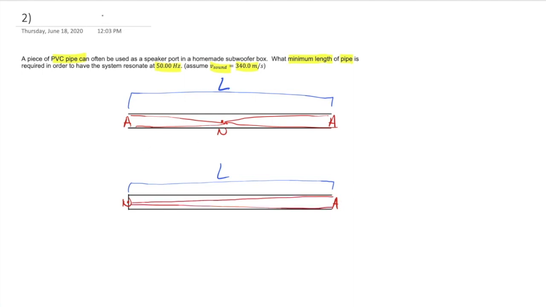So if we take a look in this particular case, I know that the distance between antinode and node is equal to a quarter wavelength. So that's another quarter wavelength. So in this case, the length of the pipe is equal to 1/2 lambda. But in this case, this length represents just a quarter lambda.